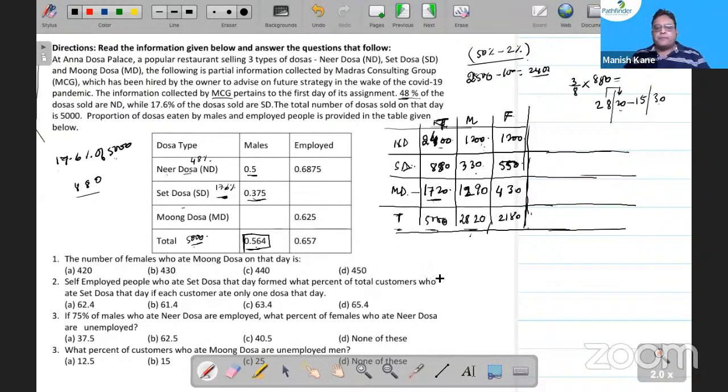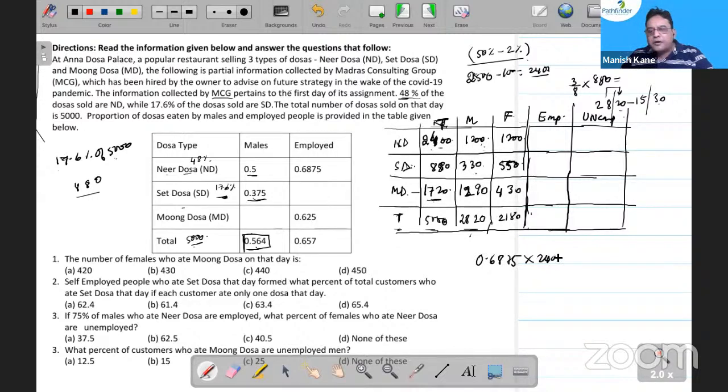Correct? The same thing applies for employed. So there can be two categories, employed and unemployed. Correct? There are two categories. So 0.6875 of the neer dosa eaters. So 0.6875 of 2400. Now, there is another thing which you should learn to do. If you're not able to multiply this fast, just convert this into a fraction.